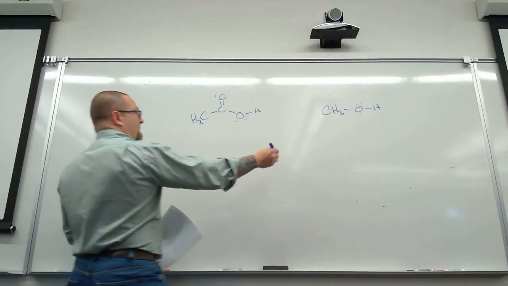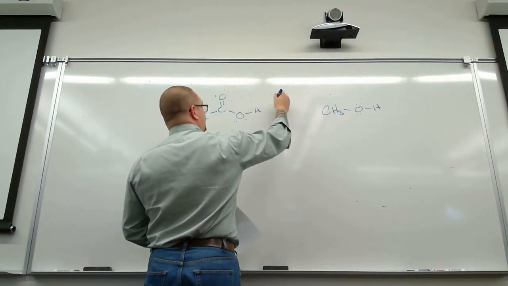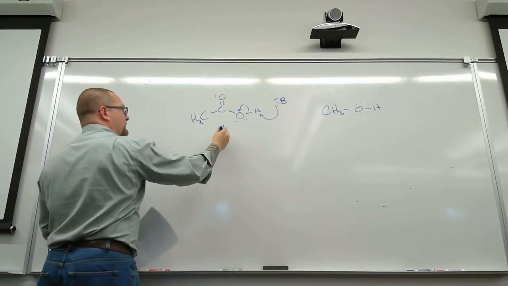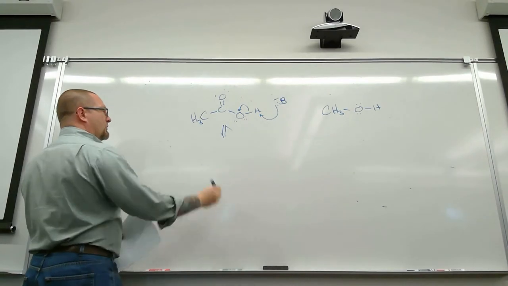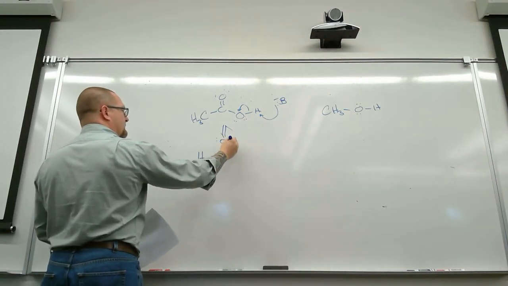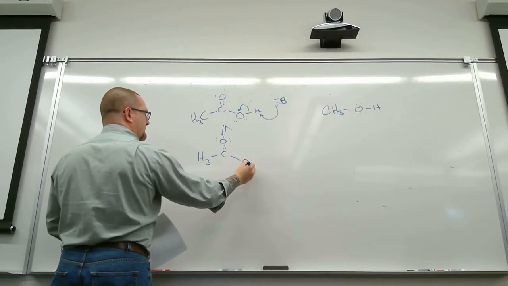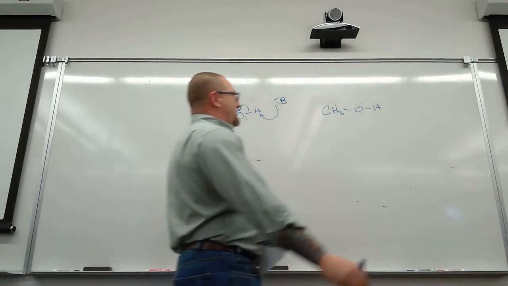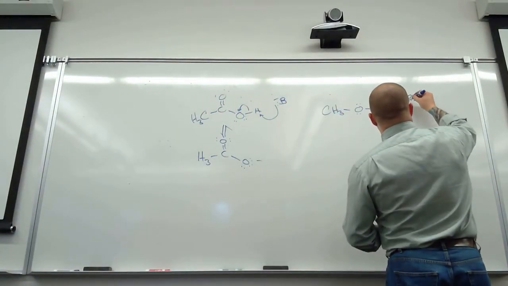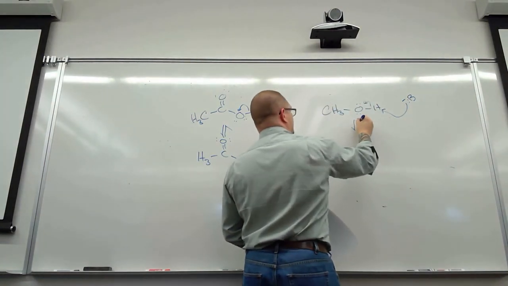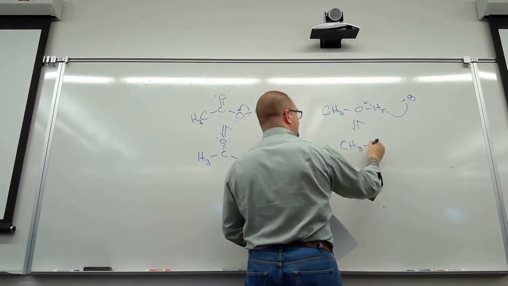So let's just do the chemistry here. We have some base, it takes this proton and pushes the electrons to form a carboxylate, which now has a charge on it. If we do the same thing with methanol, we will get methoxide.